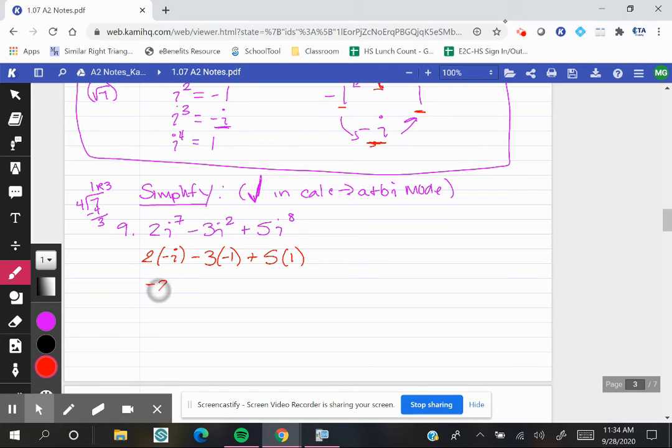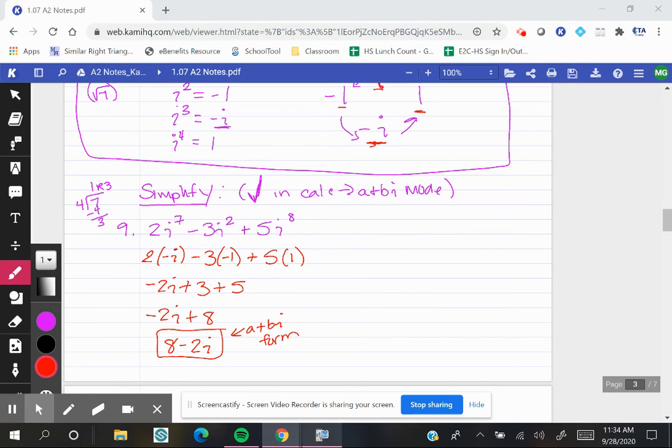Now let's simplify. So we have -2i. -3 times -1 is +3, plus 5. So that gives me -2i plus 8. But that's not in a plus bi form, so we need to switch it to be 8 minus 2i, so that it's in a plus bi form.